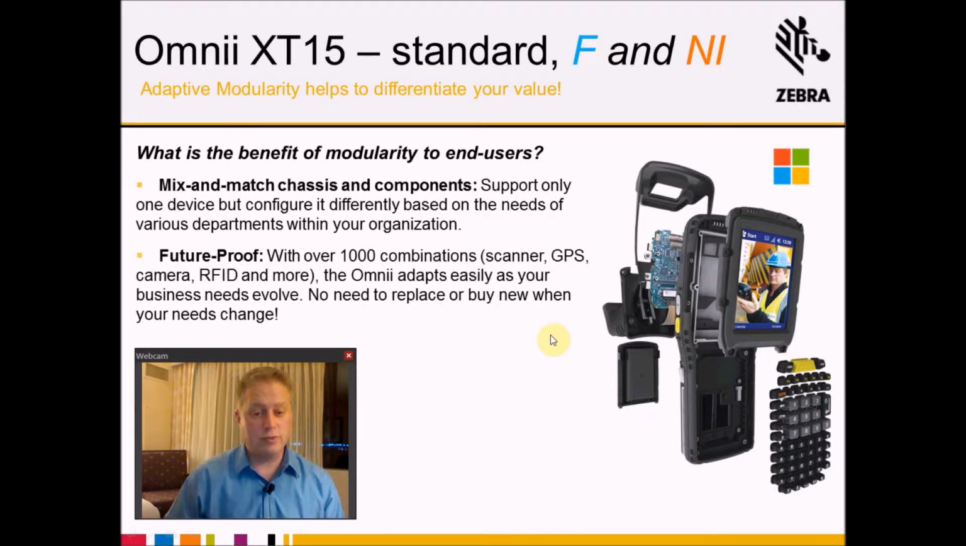Number two, future-proof. Let's just say future-resistant. There's well over 1,000 combinations when you consider the scanner, the GPS, RFID modules, and cameras, and so forth. So if your business needs evolve, you can just update the device. You don't have to trade it in, you don't have to just scrap it and buy new. You can actually have a device that grows with you. And again, that goes to parts of that total cost of ownership.